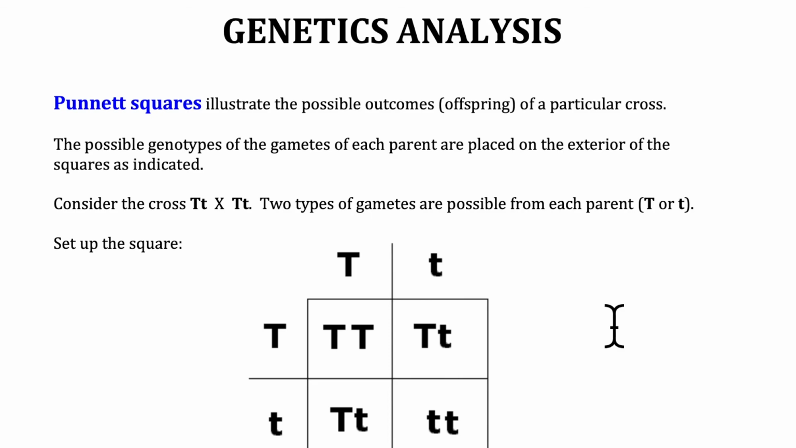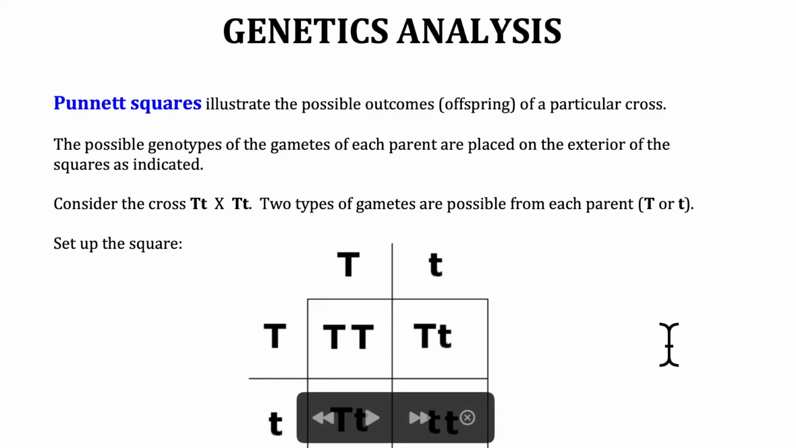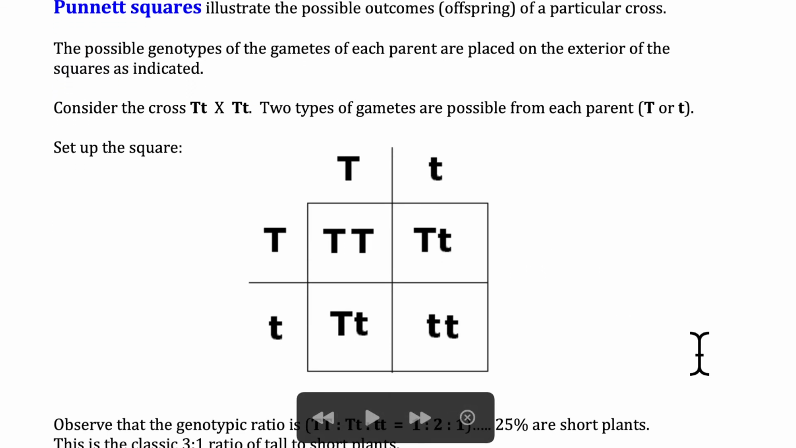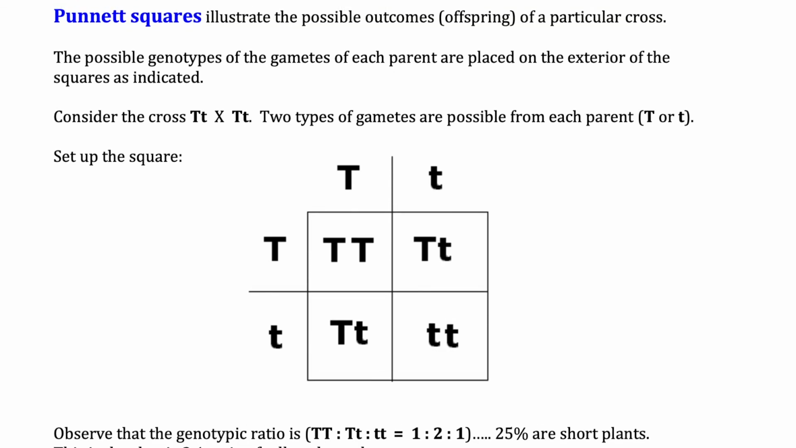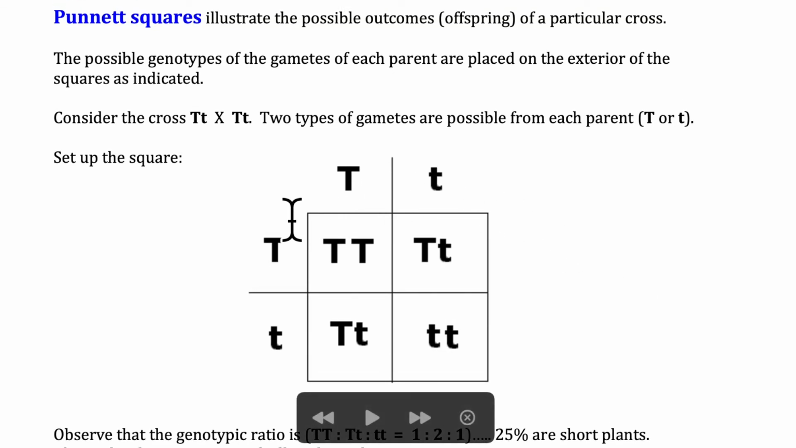Consider the cross Tt times Tt. Two types of gametes are possible from each parent, capital T or lowercase t. So each parent can give away a T or a t by chance. So if you set up the square, of course you have your T, your t, your T, your t, and then you put them together like a little multiplication thing you learned in grade 6.